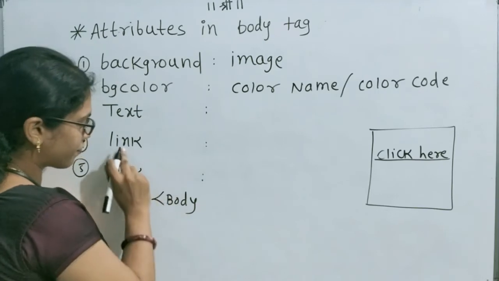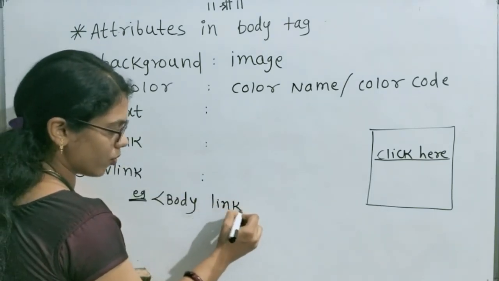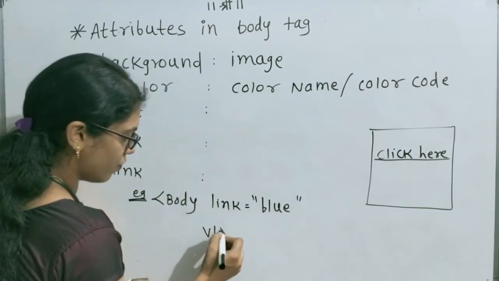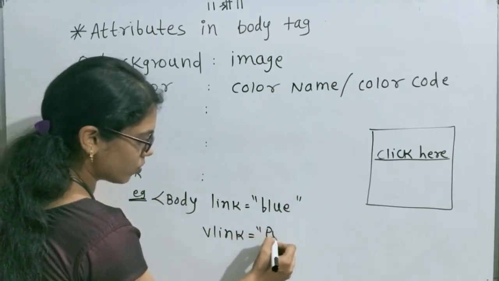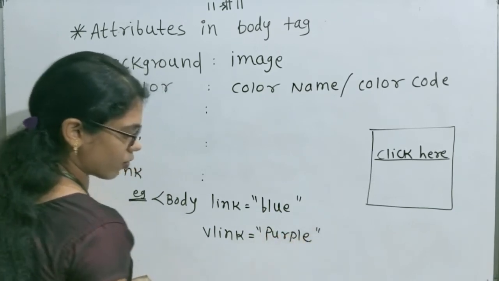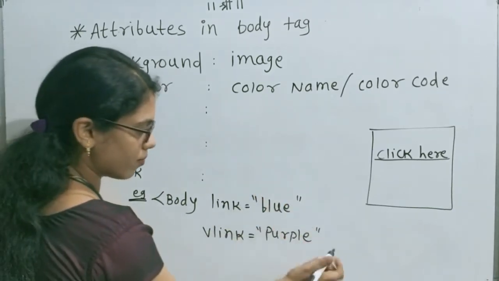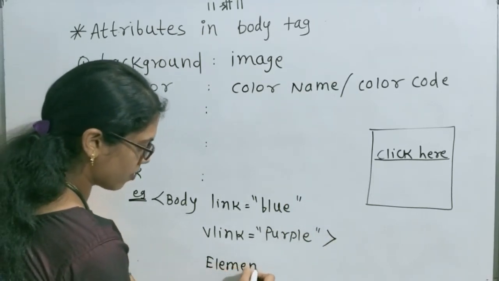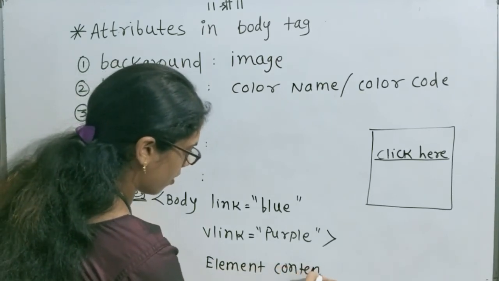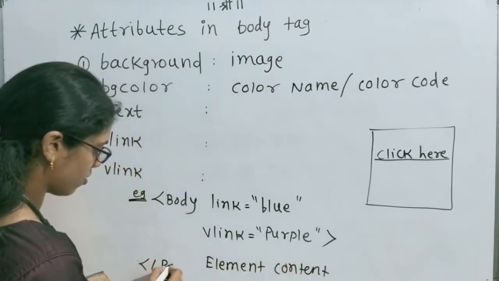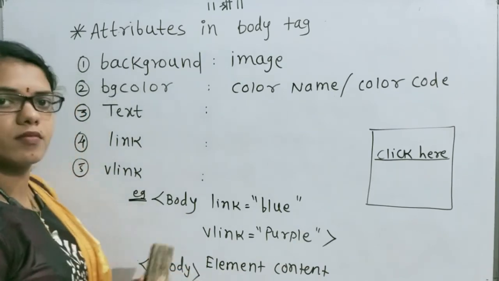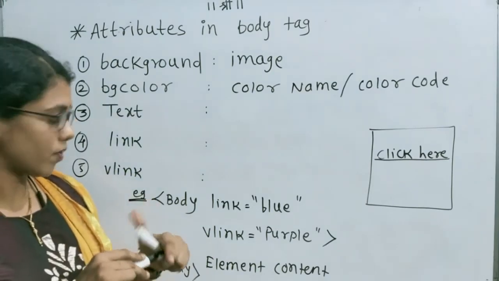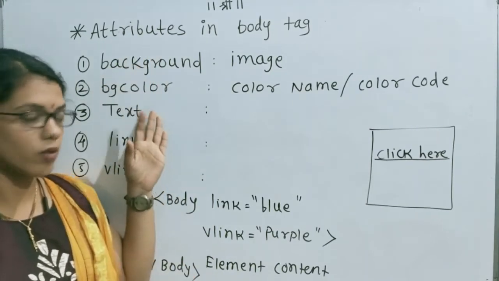So in the body tag, first the link attribute is blue. Second, the vlink attribute, and the value of the vlink attribute is purple. Double quotes complete and angle bracket complete. Some element content and finally our body tag is closed. Okay. So the total of 5 attributes, I think, are almost clear. Again, revising the 5 attributes.